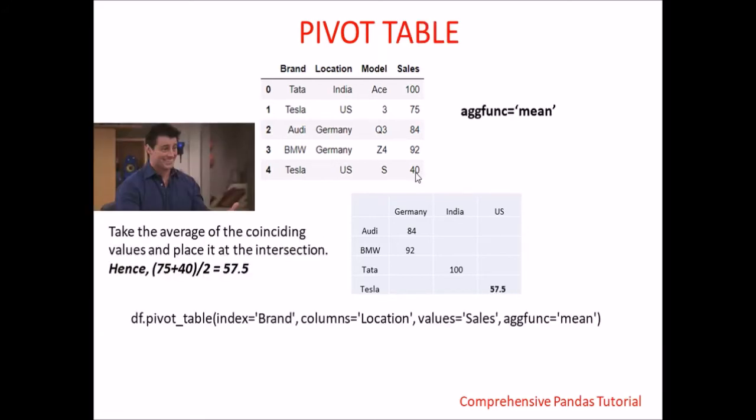A pivot table is basically a generalized form of pivot, and it can handle overlapping values. By overlapping, I mean, like we saw in the previous slide, we had Tesla US of 75 and Tesla US of 40. So pivot couldn't handle it, but pivot table can handle it.